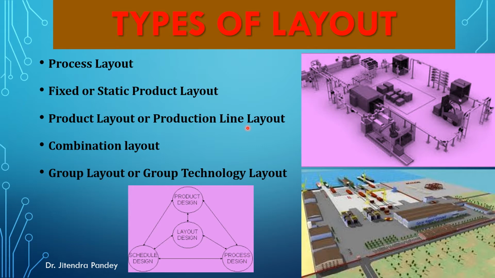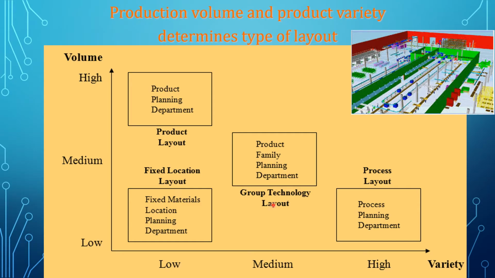Dear students, today we are going to study the different types of layout. Basically, plant layouts are divided into 5 basic types: the process layout, fixed position layout or static product layout, production layout, combination layout, and group layout, also called group technology layout or cellular type layout. Basically, layout design depends on the type of products, processes, and the variety and quantity.